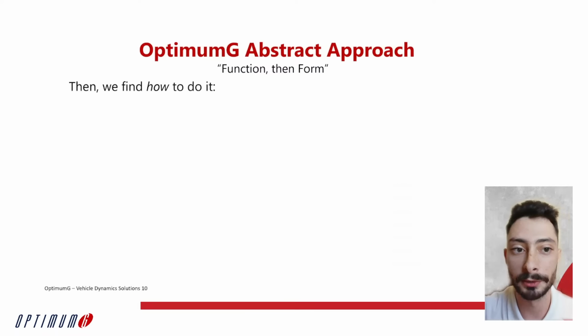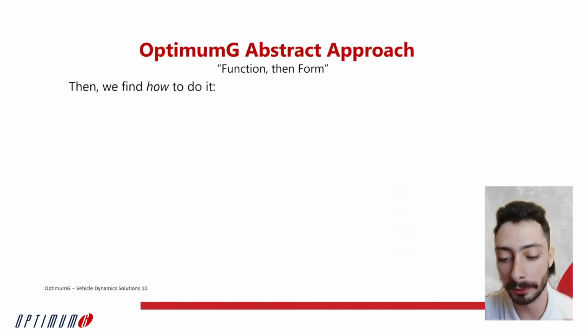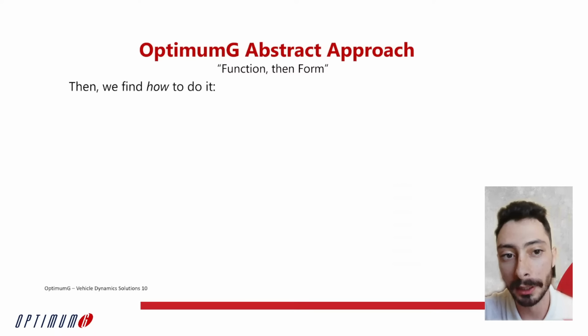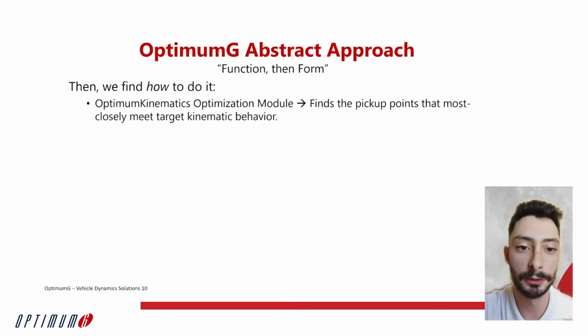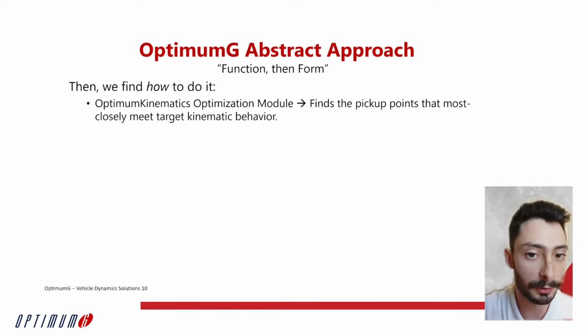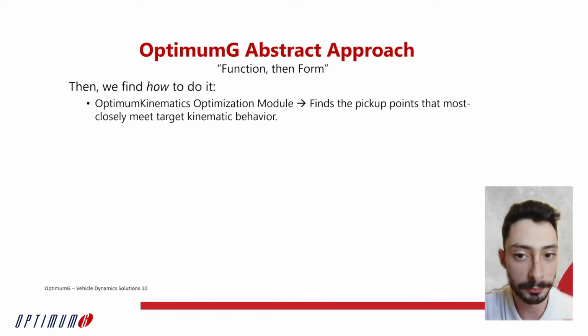And then the second part that we're going to tackle is how we are going to do it, going from the function to the form. For this, we are going to be using OptimumKinematics optimization module. This is a commercially available tool. I guess some of you are already familiar with it.